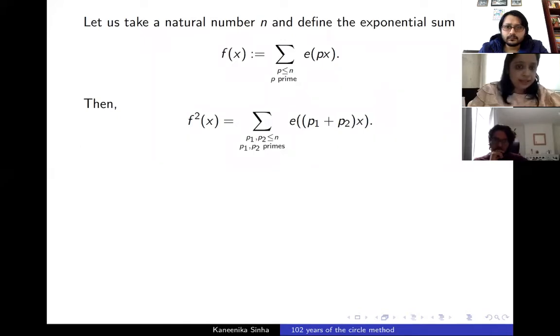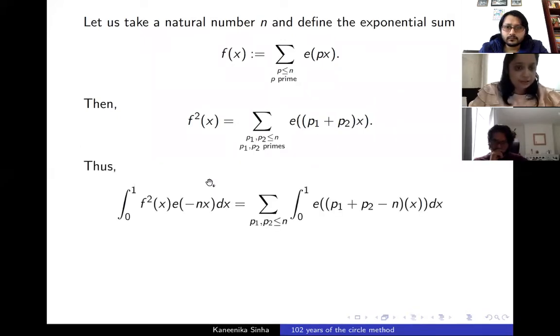Now what we do is we take this function f square of x, combine it with e of minus nx, where n was something that we'd chosen before, and integrate this function. The integral from 0 to 1 of f square of x times e of minus nx dx turns out to be equal to the integral from 0 to 1 of this sum here, of e of (p1 plus p2) x.